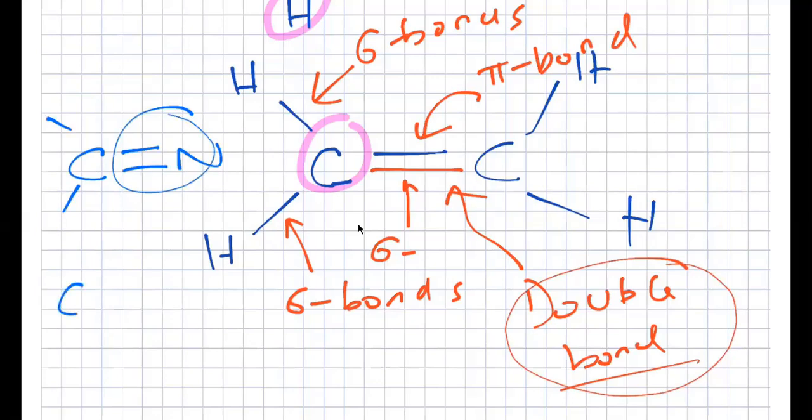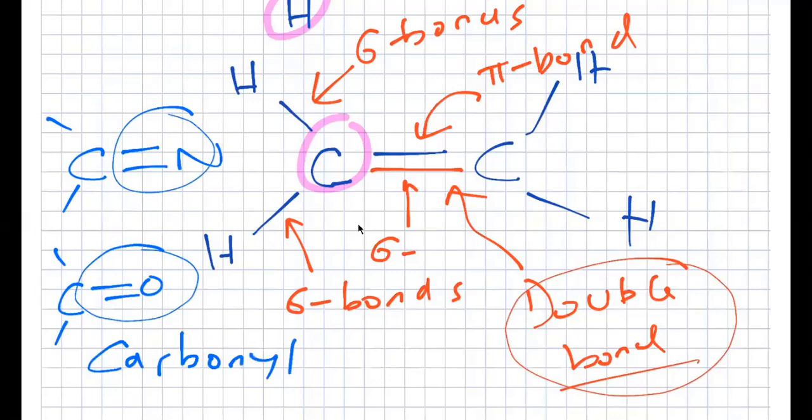You can have a carbonyl, right? That double bond is a sigma and a pi. Let me give you the name too, because we might as well throw some functional groups in here while we're at it. So that's a carbonyl, and this is what we call an imine, right? And a carbon-carbon double bond, we call an alkene.